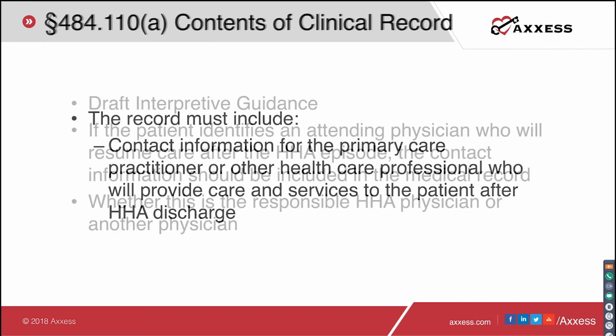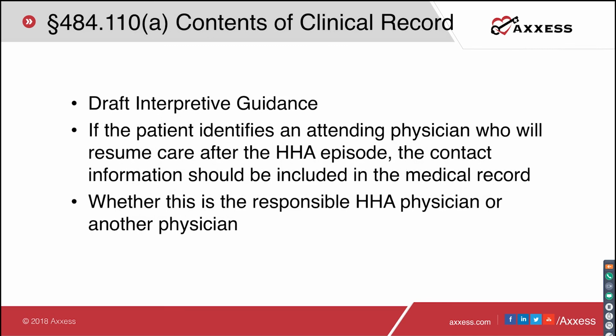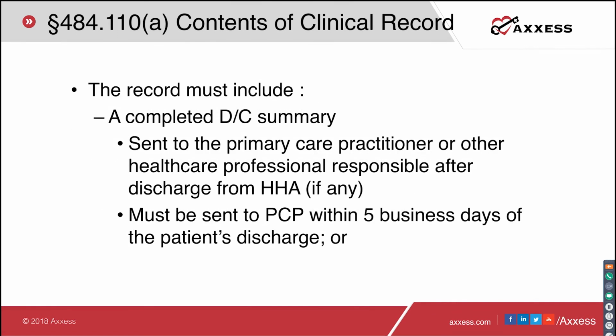What that means here is if the patient identifies an attending physician who's going to resume care after the agency's discharged, then the contact information should be in that medical record, and it doesn't matter if this attending physician is the responsible physician who is providing care plan oversight, in other words, or if it's someone else. The reason they want us to capture this information is so that we can give a discharge summary to this attending physician, letting them know what care we have done and how to continue to keep this patient out of the hospital, basically, coordinating that care.